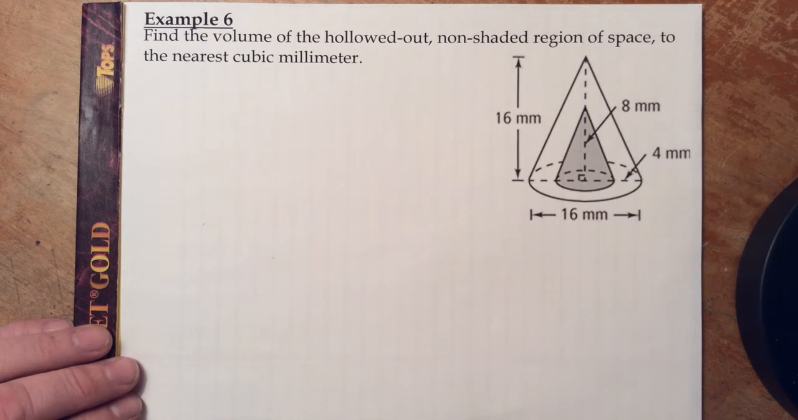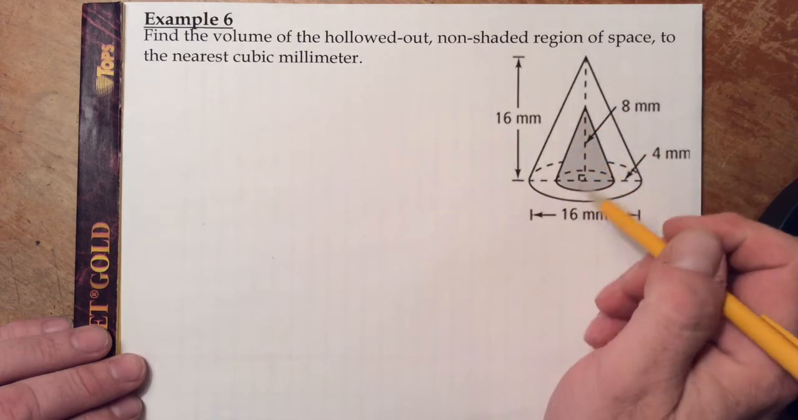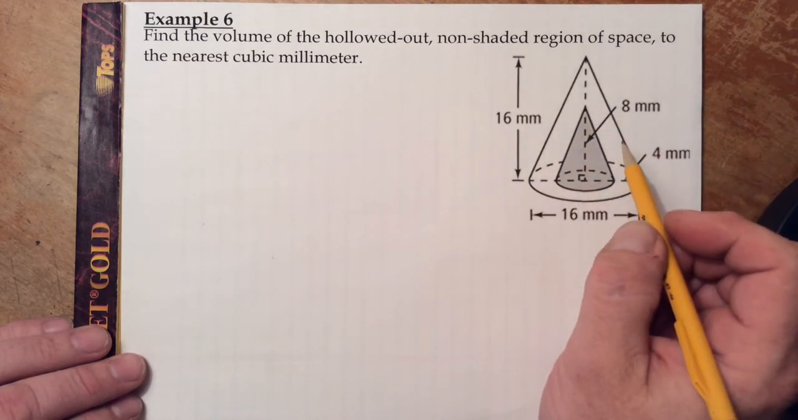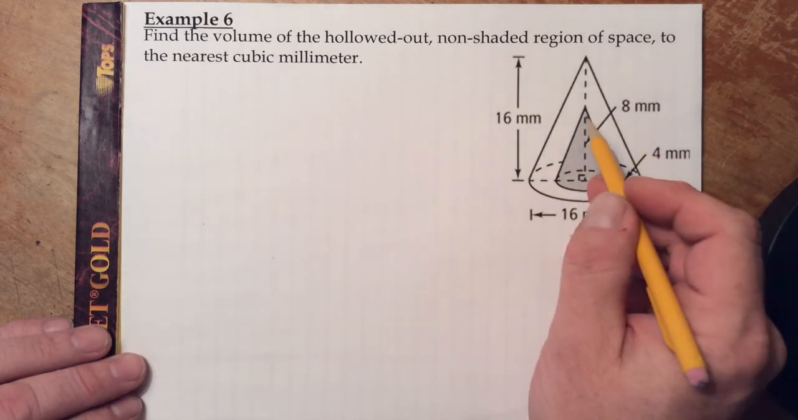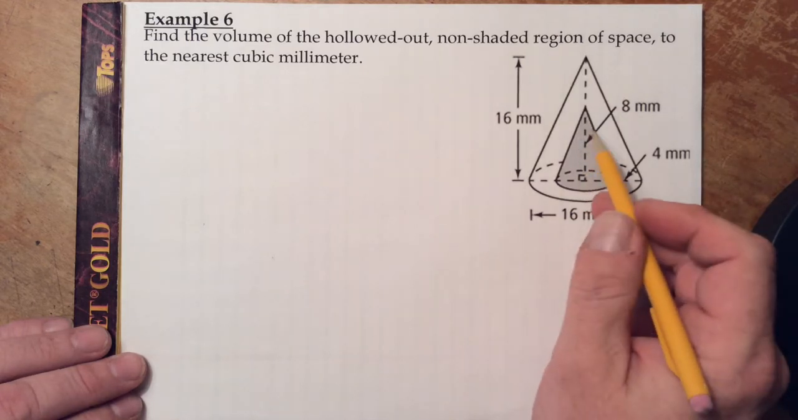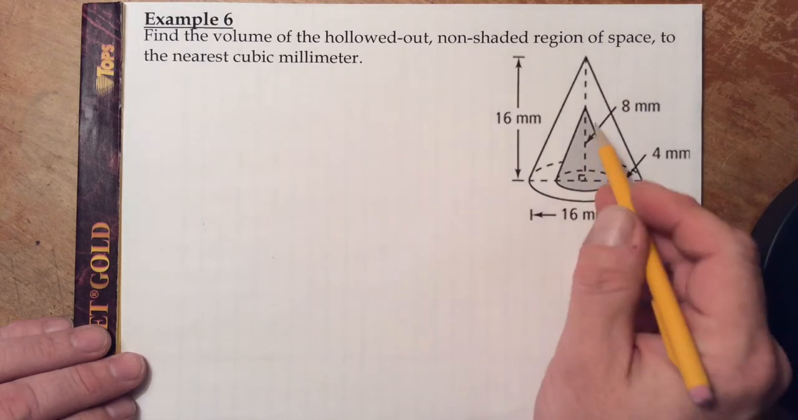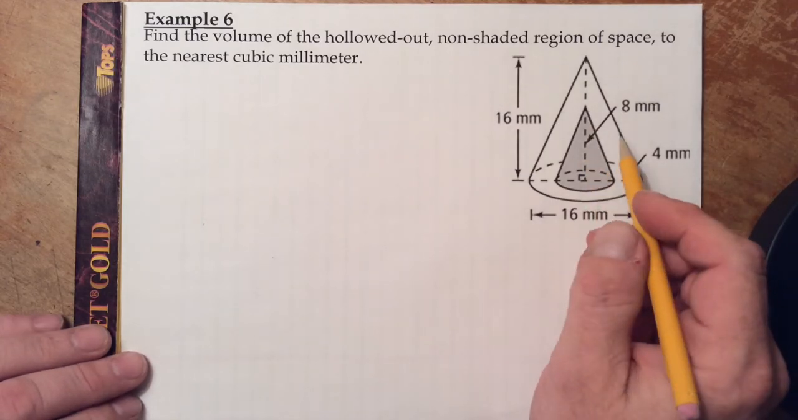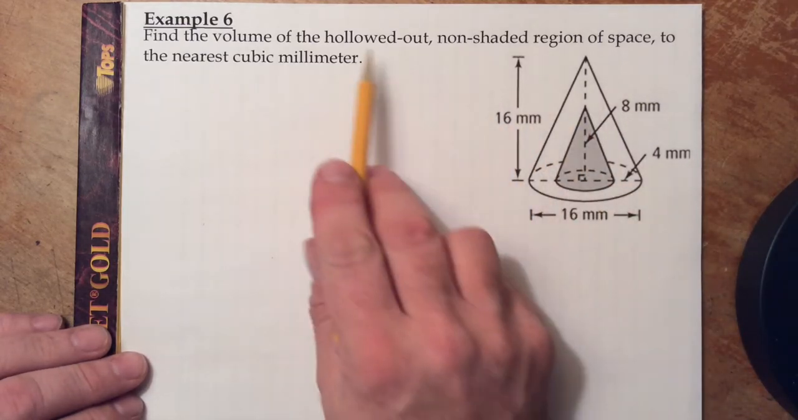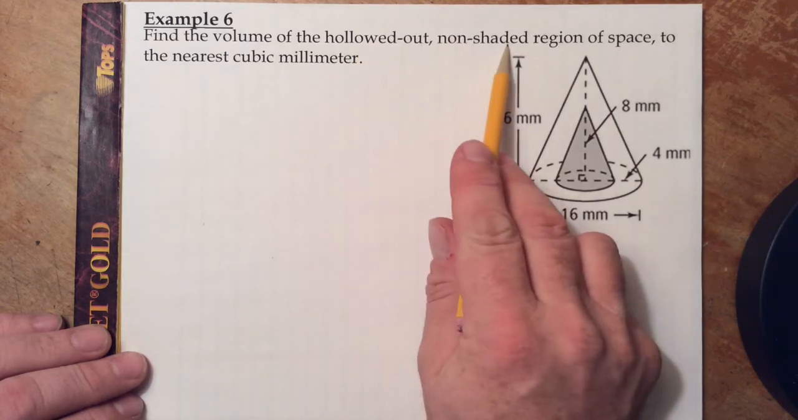Example 6. Find the volume of the hollowed out, non-shaded region of space to the nearest cubic millimeter. So we have a composite figure here. Looks a little bit like a traffic cone or something, but the shaded region, usually a lot of problems where we end up finding the area or volume, in this case of the shaded area, shaded region or space, but in this one they're asking for the hollowed out non-shaded region.